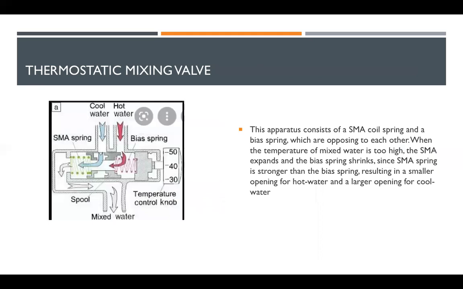Here is a cool mechanism that includes a shape memory coil spring in a thermostatic mixing valve. As you can see in the slide, this apparatus consists of a shape memory coil spring and a bias spring, which are opposing each other. When the temperature of mixed water is too high, the shape memory alloy expands and the bias spring shrinks. Since the shape memory alloy spring is stronger than the bias spring, it results in a smaller opening for hot water and a larger opening for cool water.